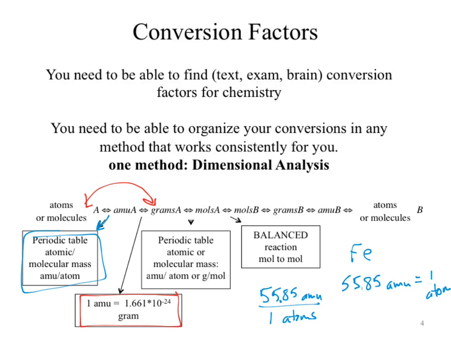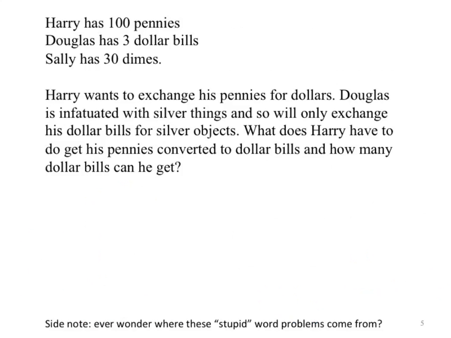So, let's go through and work a problem. We're going to start off with: Harry has 100 pennies, Douglas has $3 bills, Sally has 30 dimes. What? Yeah, I know. Isn't this going to be fun? Harry wants to exchange his pennies for dollar bills. Douglas is infatuated with silver things, and so will only exchange his dollar bills for silver objects. What does Harry have to do to get his pennies converted into dollar bills? And how many dollar bills can he get? Ooh, good. We know the answer already. 1. What does he have to do?